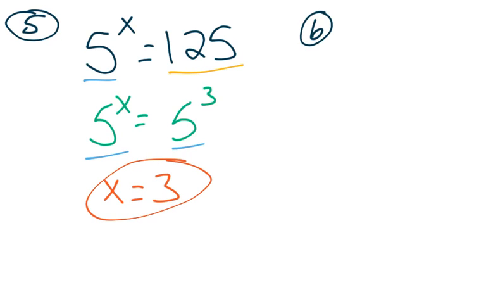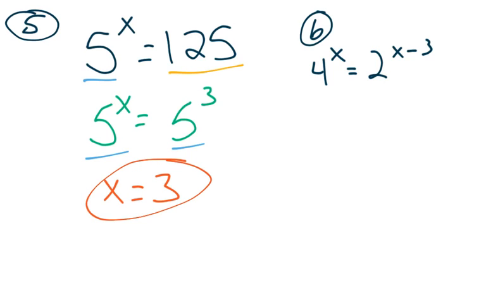Let's try another one here, number 6. Something with unlike bases. We've got 4 to the x is equal to 2 to the x minus 3 power. Again, we don't have the same bases. 4 and 2, not the same. But if we think about 4 and 2, are they both powers of the same base? The answer again is yes.